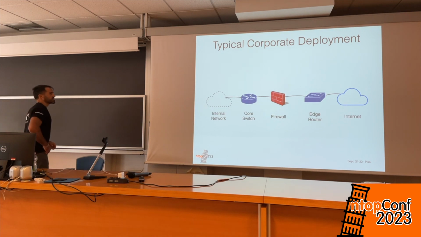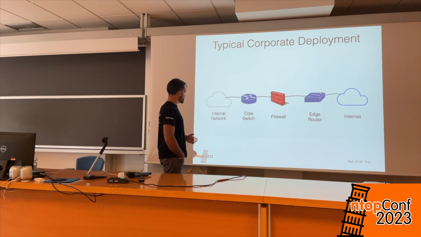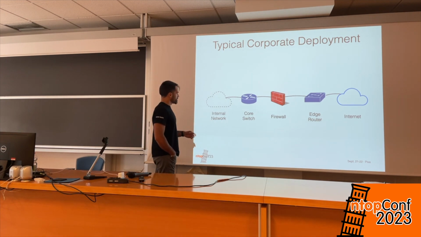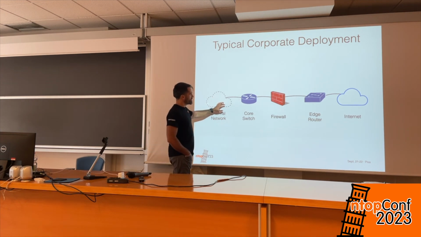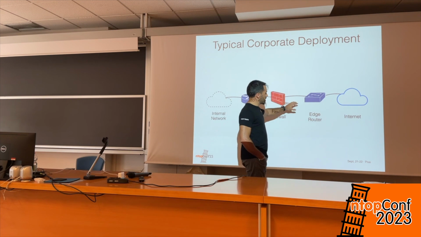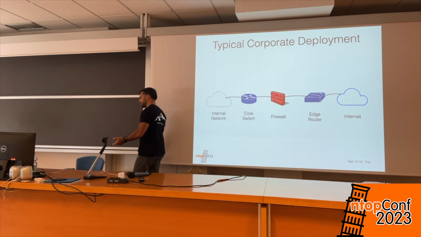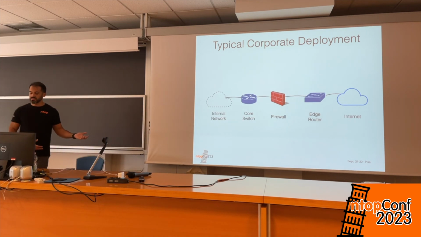Now let's take a look at a typical corporate network architecture. So we usually have our internal network, then we have some switches, like here we have a core switch, a firewall, our router, internet router, and the internet. Now let's see how to deploy the software to monitor this network.